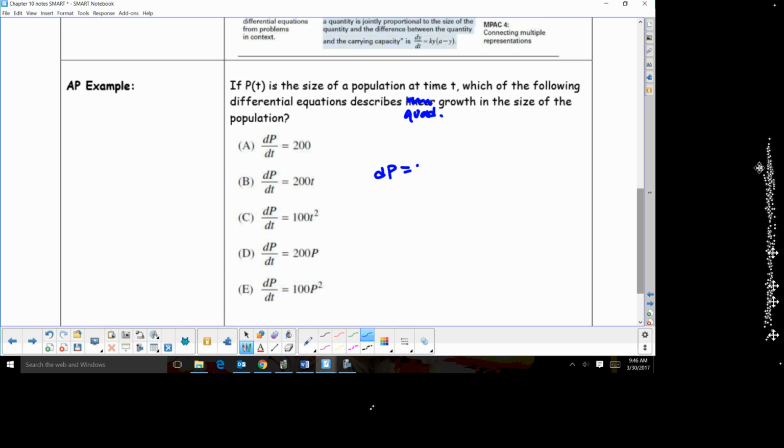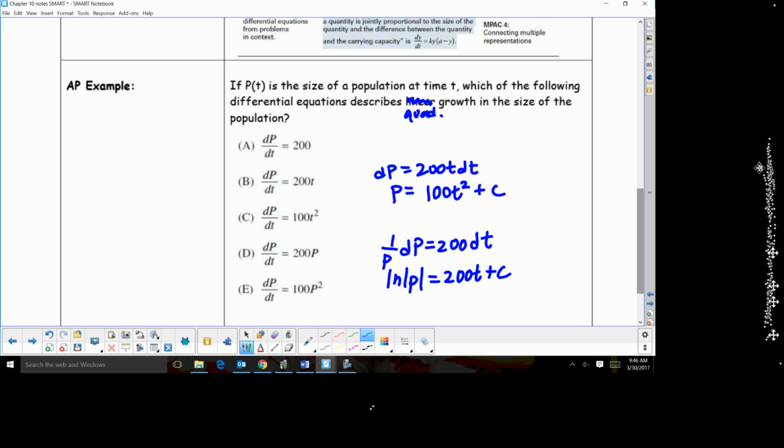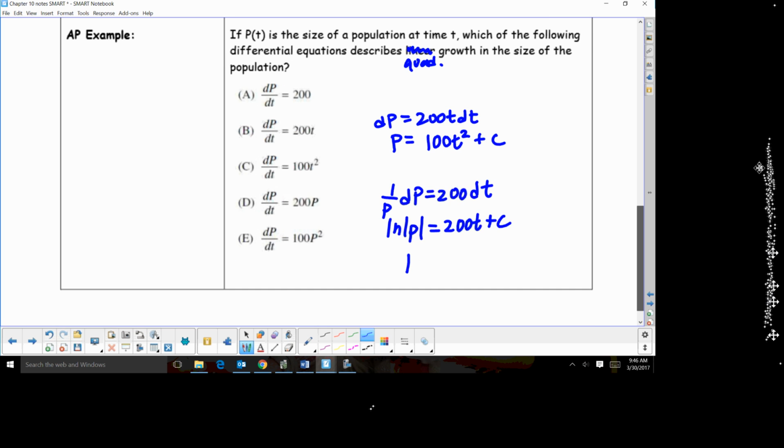So dP equals 200t dt. So P equals 100t squared plus C. Quadratic? Okay, let's go to this one. 1 over P dP equals 200 dt. What's that going to end up? ln absolute value of P equals 200t plus C. And then I have P equals C e to the 200t.